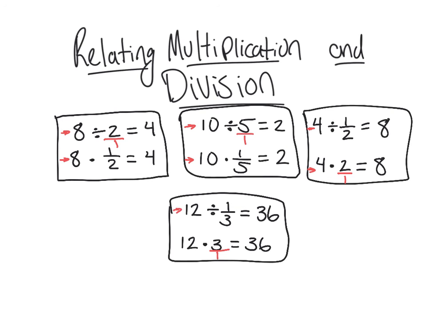Okay, 12 divided by 1/3 is the same as multiplying 12 by the reciprocal of 1/3. Okay, so division is really just multiplication, but we have to multiply by the reciprocal of the divisor. And that's our key for this whole section: to divide, we multiply by the reciprocal of the divisor.